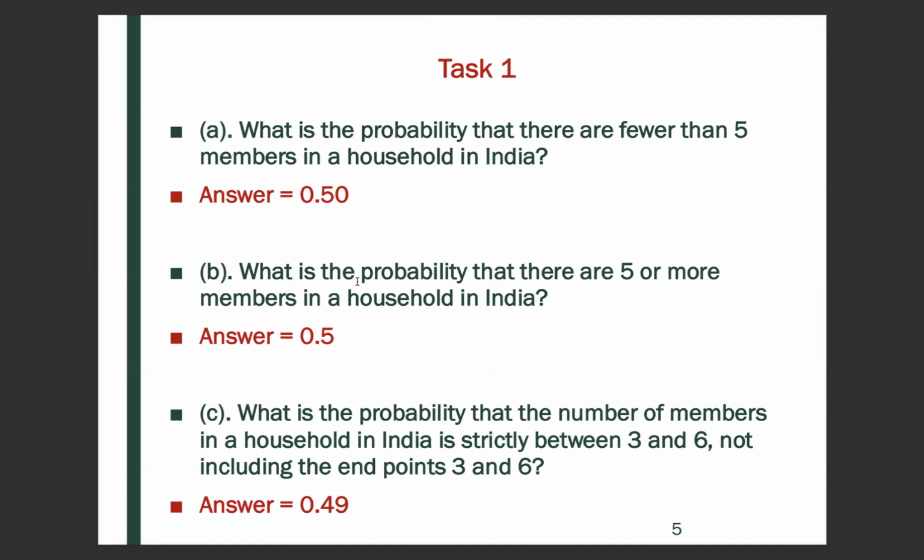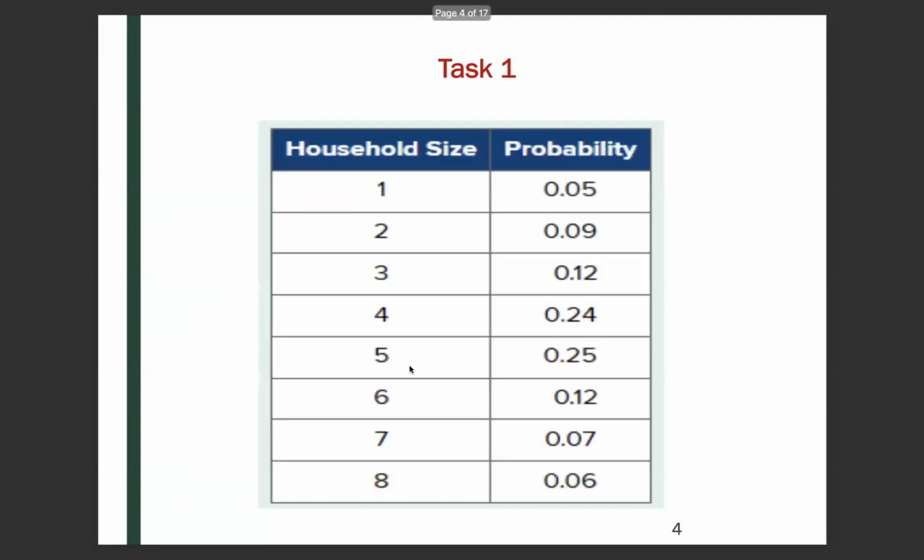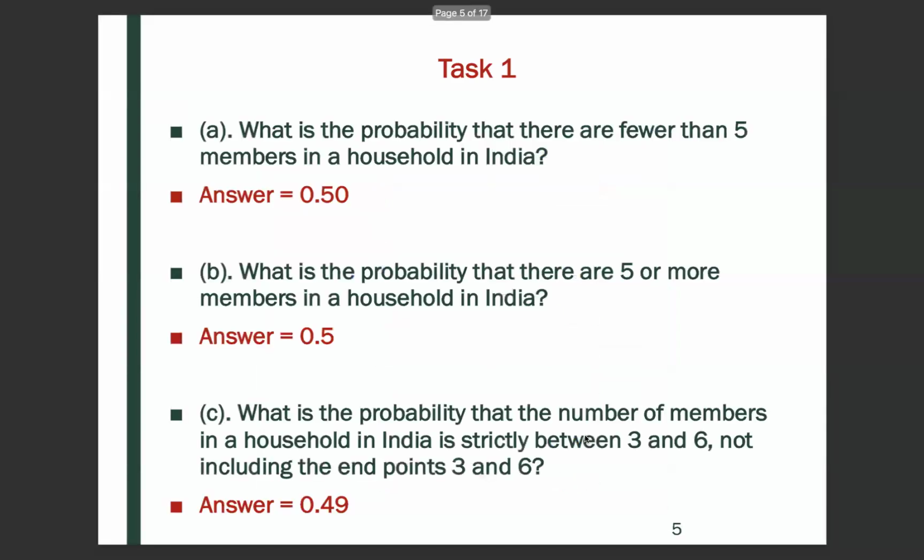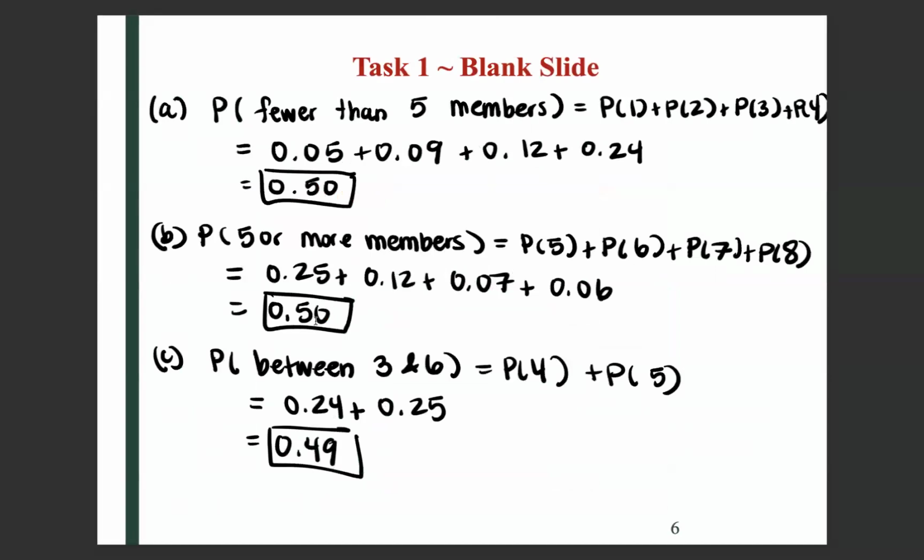Okay. What is the probability that there are 5 or more members in a household in India? So the probability of 5 or more is going to be the probability of 5 plus the probability of 6 plus the probability of 7 plus the probability of 8. So when you add up those, you'll get 0.5.